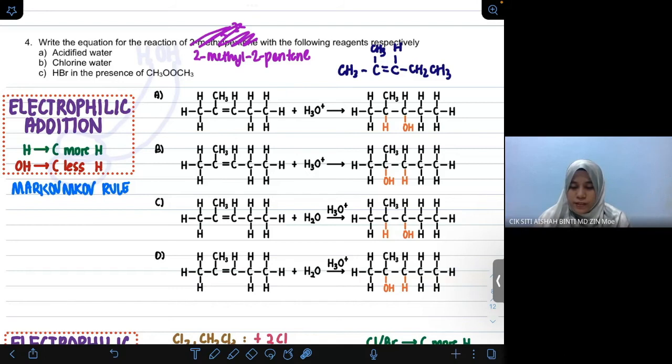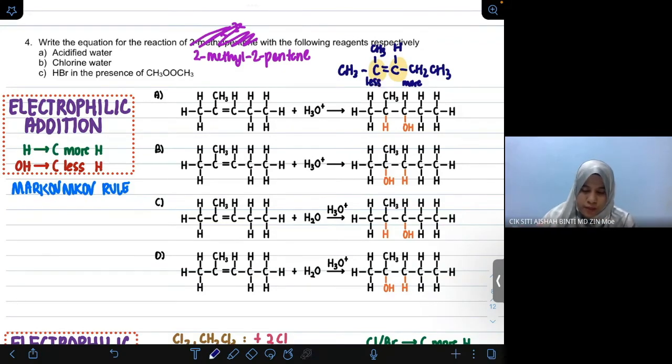Okay, so in this case, when we do the structure as a condensed one, so we know that this carbon here, carbon yang double bond on your right hand side ni yang has more hydrogen. This one has less hydrogen.